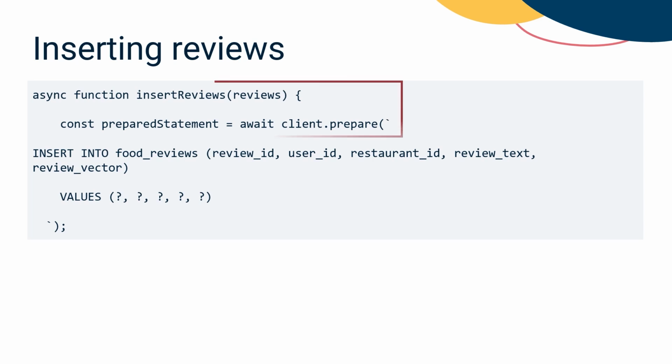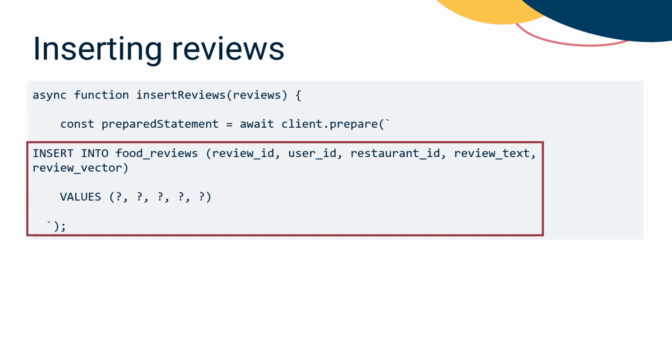The next step is inserting reviews. This line prepares a Cassandra statement for insertion, the client.Prepare method takes the Cassandra query language statement as input. The statement defines the table and the columns for data insertion. You will insert the actual values in placeholders. The await keyword prepares the statement before proceeding.